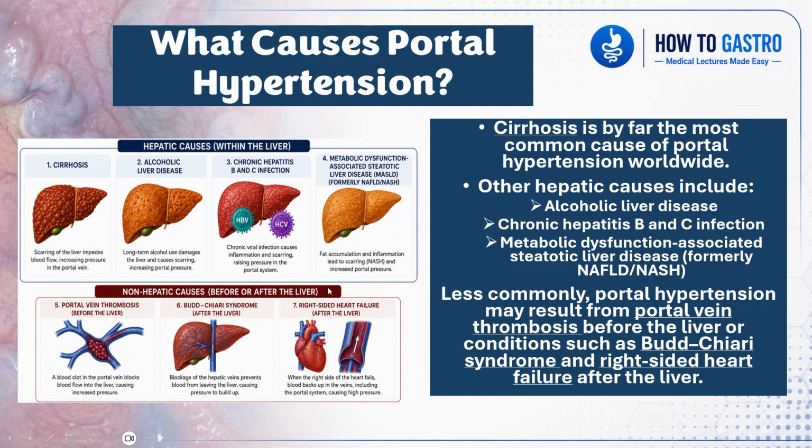And then finally, we can also have right-sided heart failure, which is another cause after that blood has left the liver. So when the right side of the heart fails, blood backs up into the veins, and this includes blood backing up into the portal system, causing portal hypertension or esophageal varices.